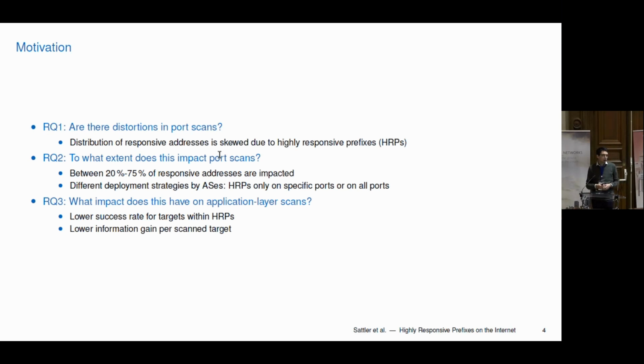And finally, we also wanted to take a look at the third step: what impact does this distortion have on our application layer scans? We see there that we have a lower success rate for targets within HRPs compared to targets outside of these. And the information we gain by scanning additional targets inside HRPs is lower than for targets outside.